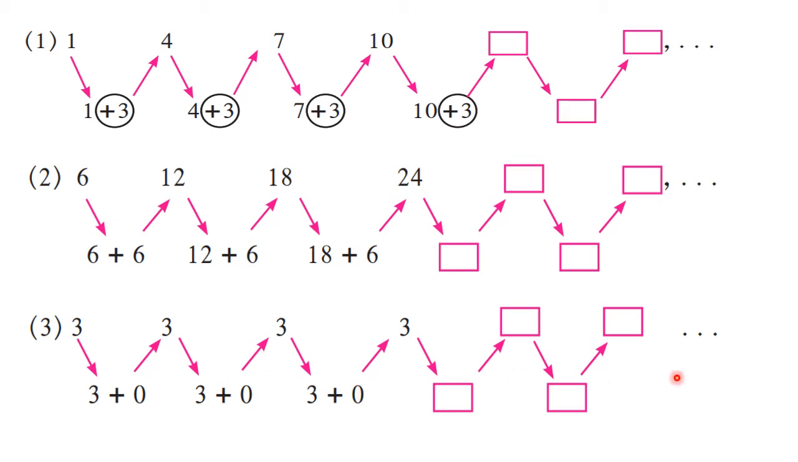The standard abbreviation is A full stop P full stop. AP stands for arithmetic progression. So arithmetic progression is a special type of sequence where the difference between two consecutive terms is constant. Consecutive is important. Okay, consecutive means one after another. See, here plus 3 everywhere. Here plus 6 everywhere. Here plus 0. So the difference between two consecutive terms is constant. Such sequences are called arithmetic progressions, or AP.